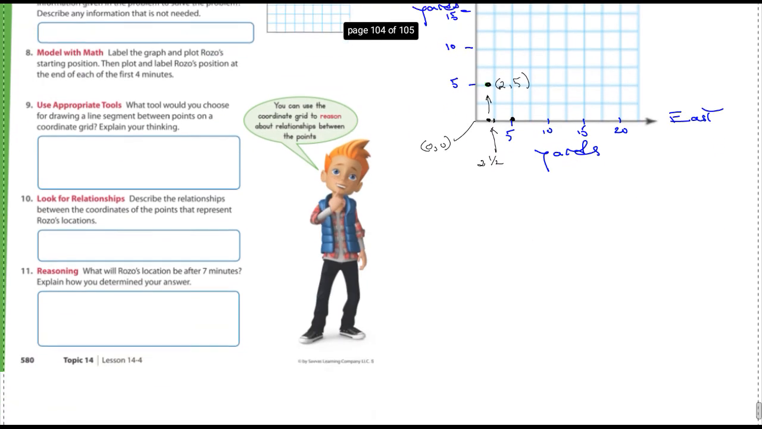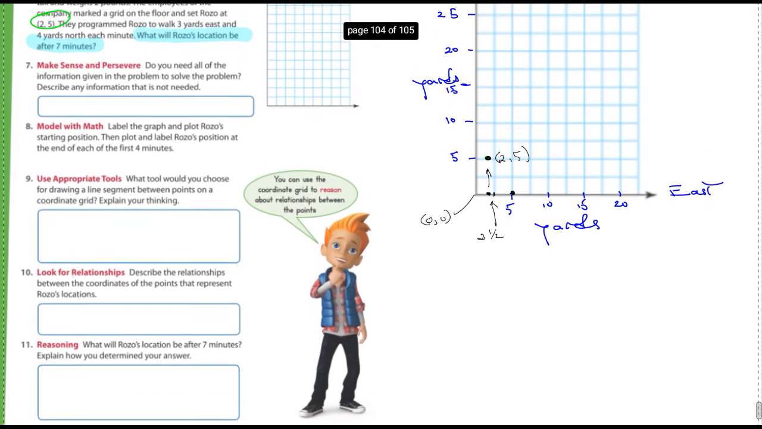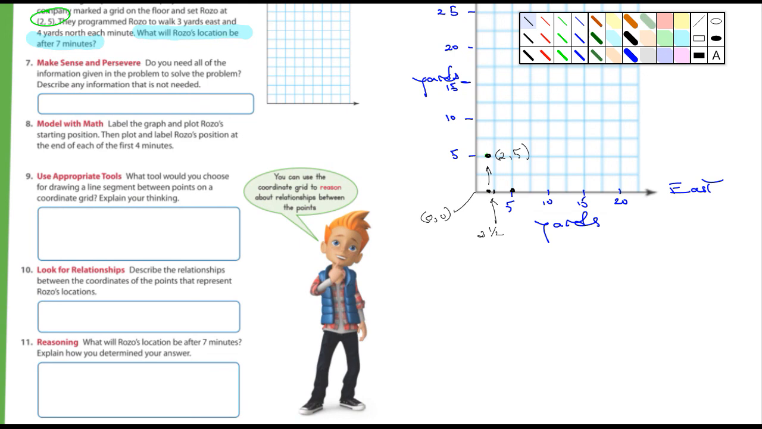I'm looking at the rest of these questions here. What will Rozo's location be after 7 minutes? Yeah, you guys can answer these. Actually, they already asked that question up above, right here. I don't know why they're asking that twice. So anyways, yeah, that's it.